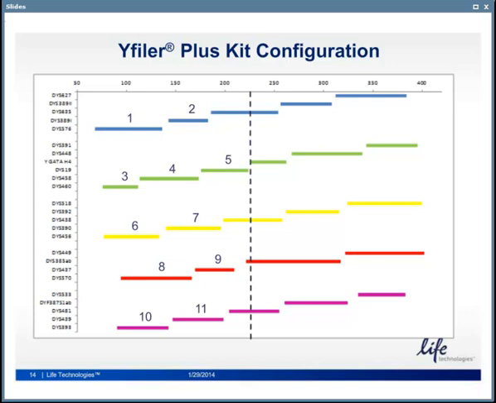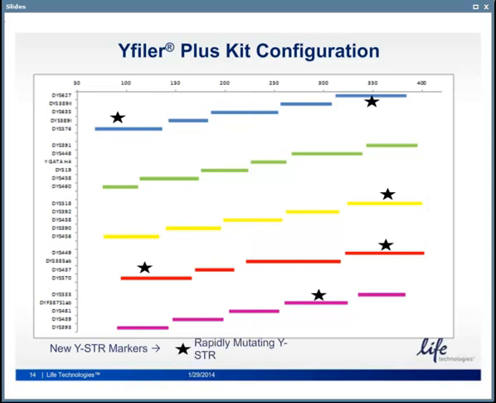So we also have 11 mini STR loci in this Yfiler Plus kit. And we have new Y-STR markers. So there are 6 rapidly mutating Y-STR markers and 3 new Y-STR markers that are standard markers.